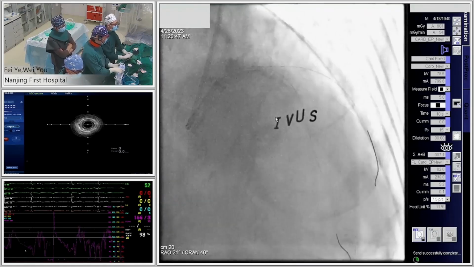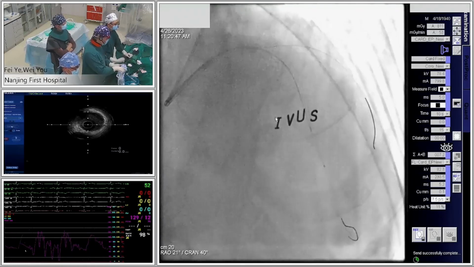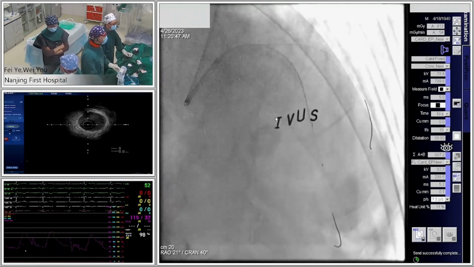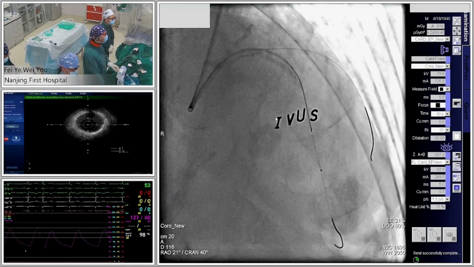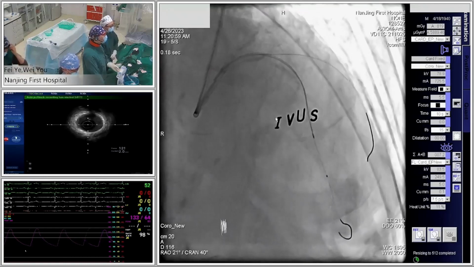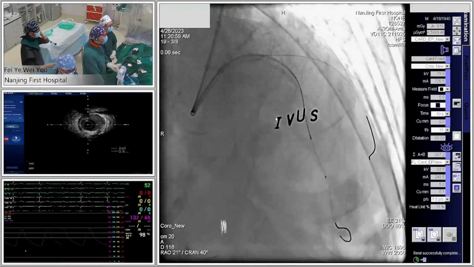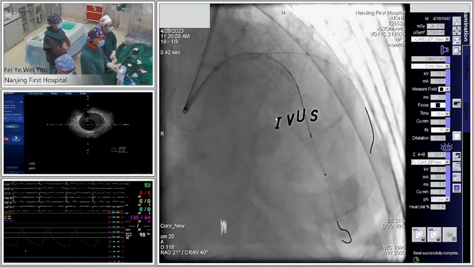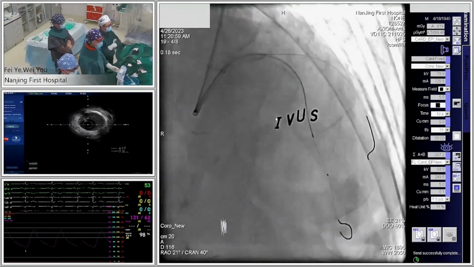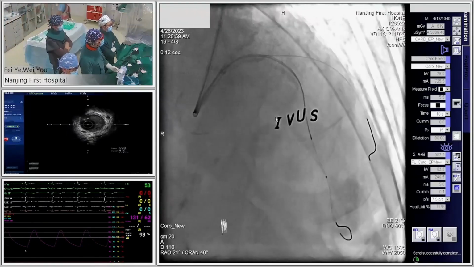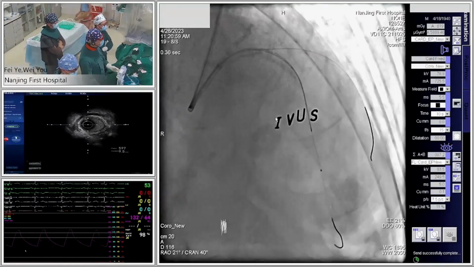Nitro, please. We have given nitro. Okay, here. From here, I will pull back. Is it distal LAD? It's a muscle bridge. The LAD vessel is normal. So it's very important to make sure the landing zone is distal. We don't want to touch the myocardial bridge.